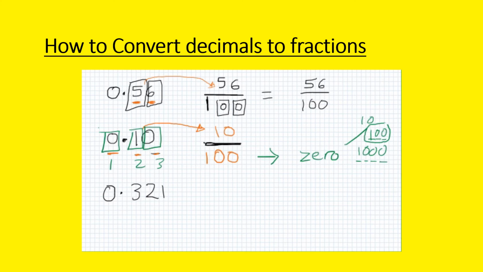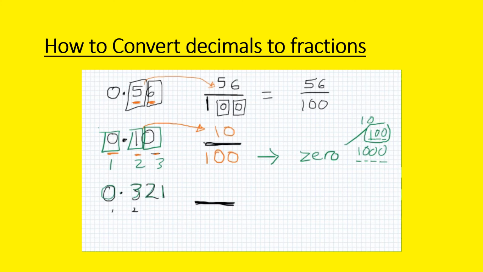So I've got the number 0.321. How am I going to change this to a fraction? So let's get my fraction ready. I need a denominator for the bottom. What am I going to use? Let's count how many digits I have.